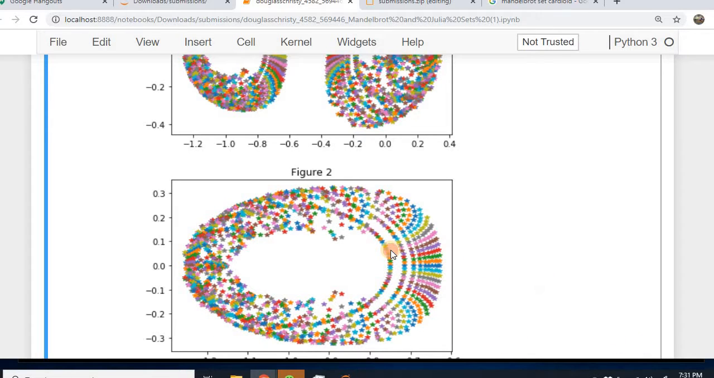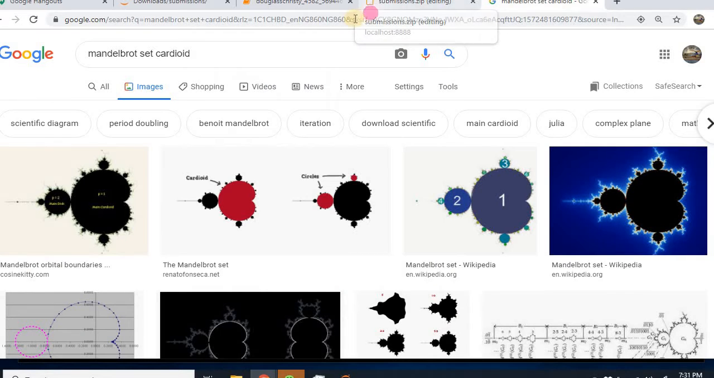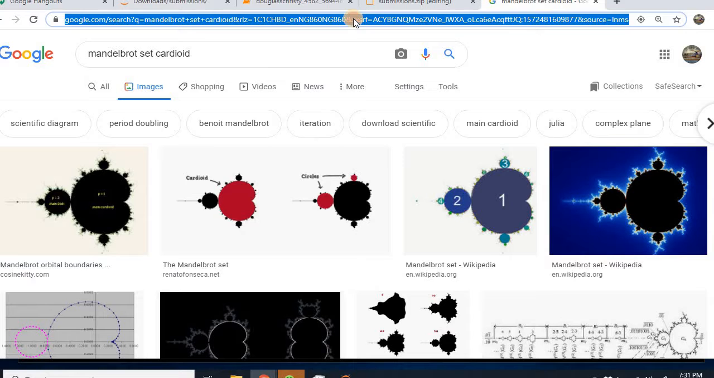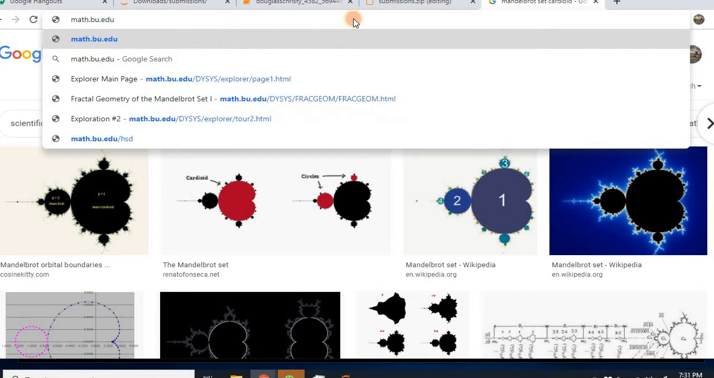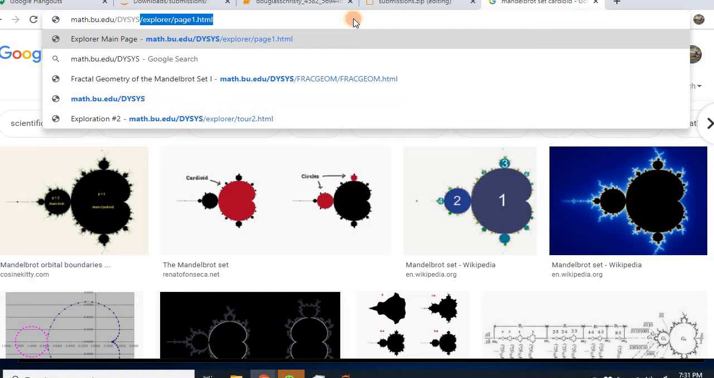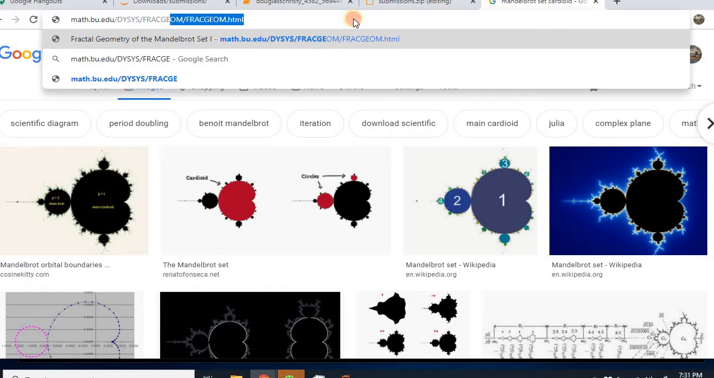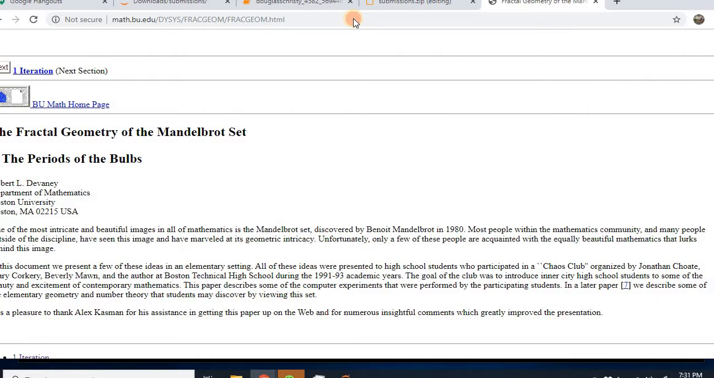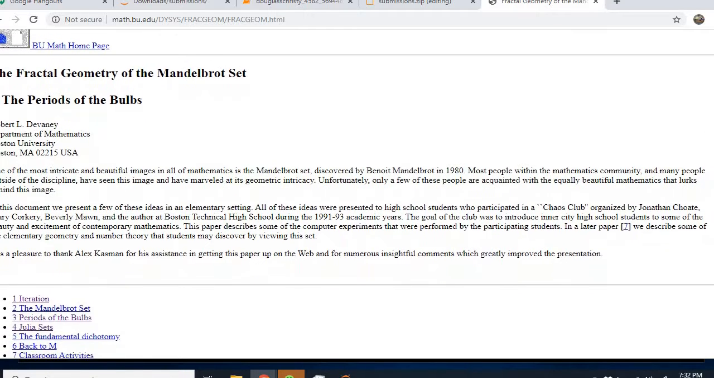All right, so let's go to the reference here, and I guess I'll just type it in because I don't have it here. It was the reference that you have in your document. It's math.bu.edu, DYSYS, FRACGEOM, FRACGEOM.html. And here's the fractal geometry of the Mandelbrot set. If you know anything about fractals, a fractal is something that is similar as you get smaller and smaller. You just keep zooming in and it looks the same.